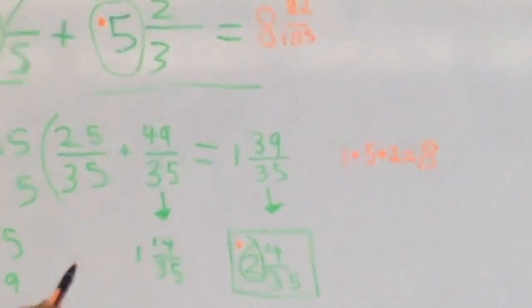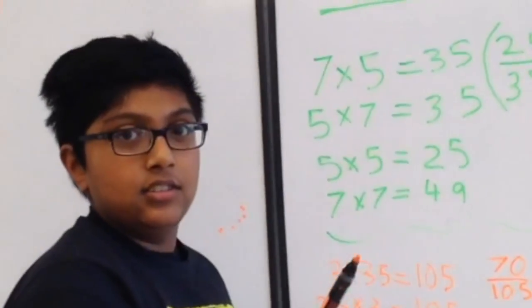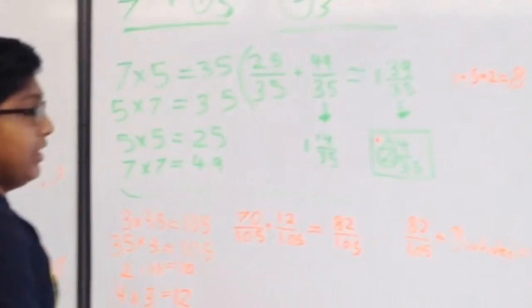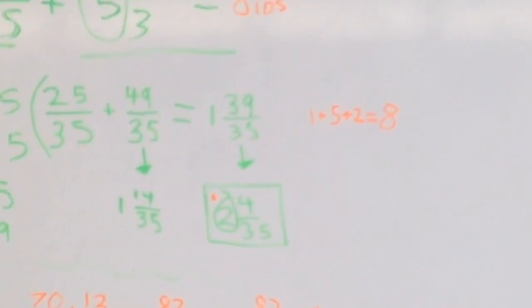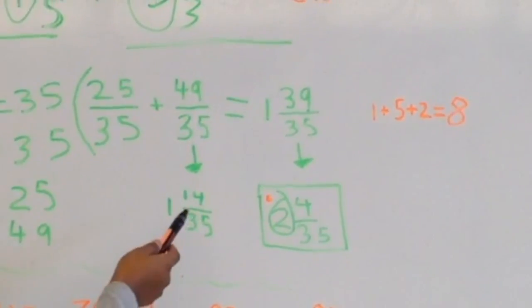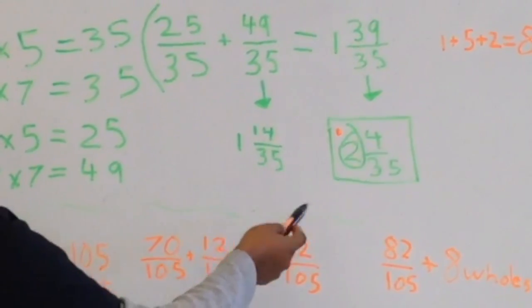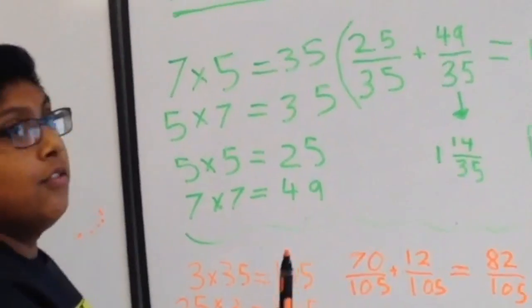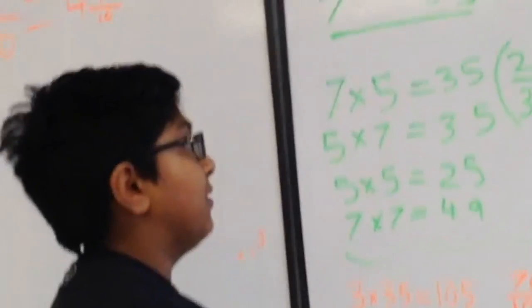But since 49 over 35 is bigger than 1, 49 is bigger than 35, we need to make that a mixed number. So the mixed number would be 14 over 35 with 1 whole. I got that number by subtracting 35 from 49.